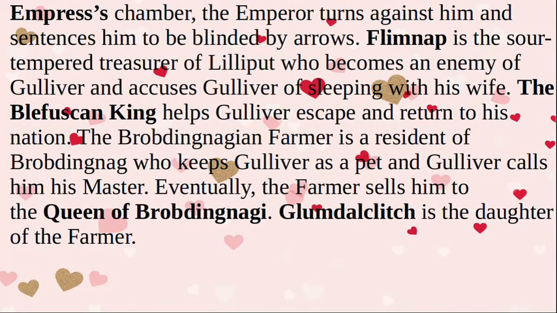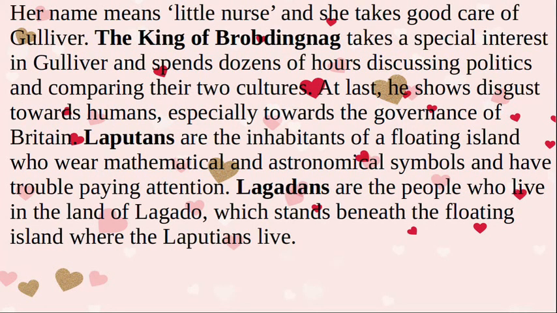The Brobdingnagian farmer is the resident of Brobdingnag who keeps Gulliver as a pet and Gulliver calls him his master. Eventually, the farmer sells him to the queen of Brobdingnag. Glumdalclitch is the daughter of the farmer. Her name means little nurse and she takes good care of Gulliver.